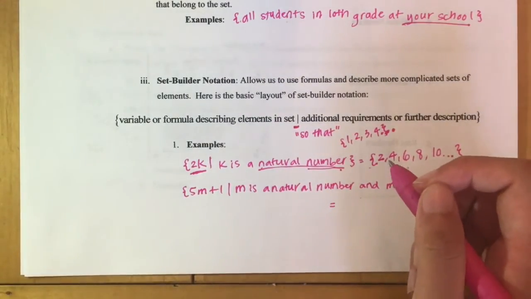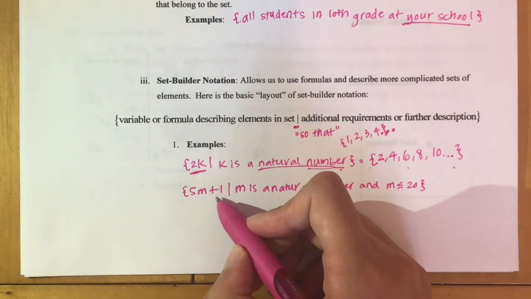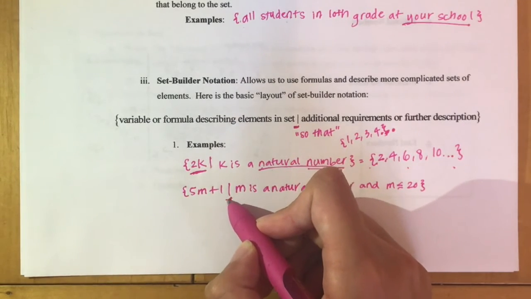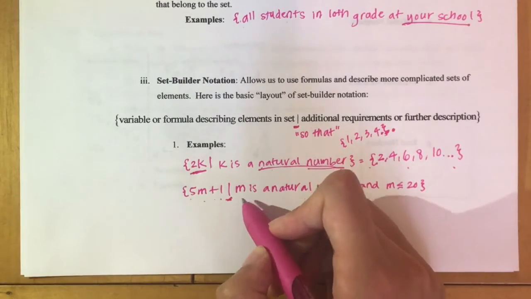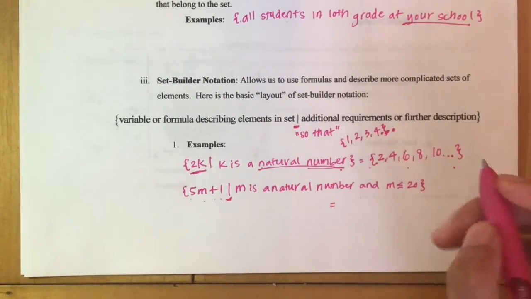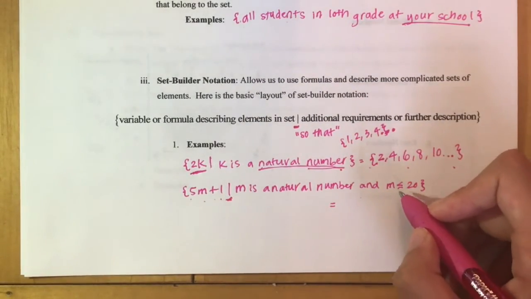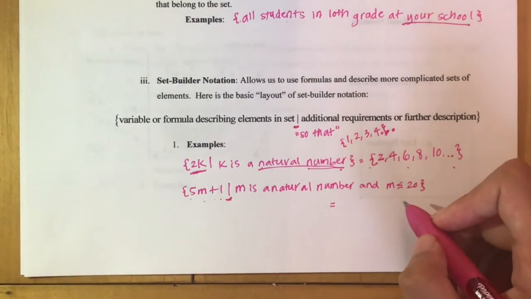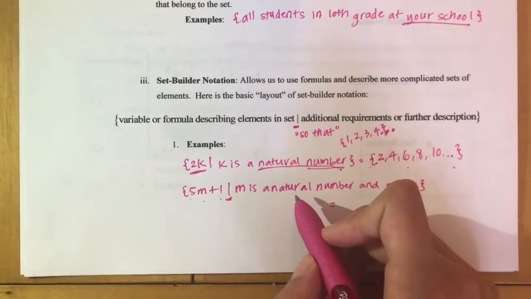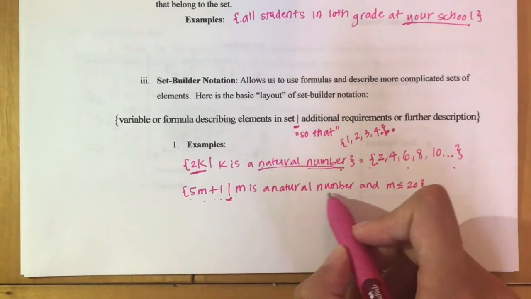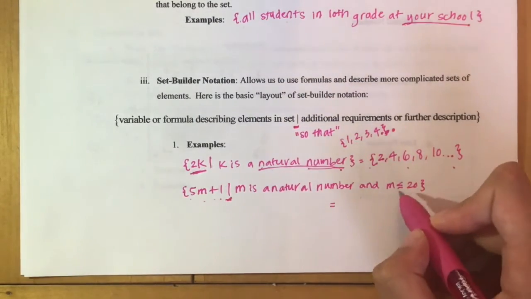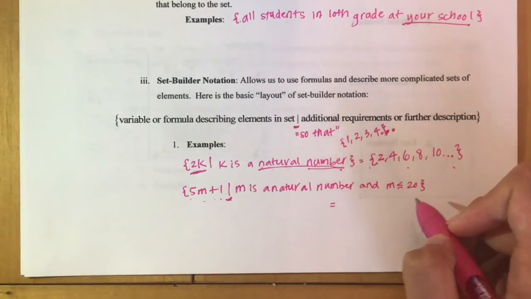So let's look at another example. We have 5m plus 1. We can read this as "so that". So we're going to say 5m plus 1 so that m is a natural number and m is less than or equal to 20. So we have two conditions here. The first condition is that m has to be a natural number, and the second condition is that it has to be less than or equal to 20.